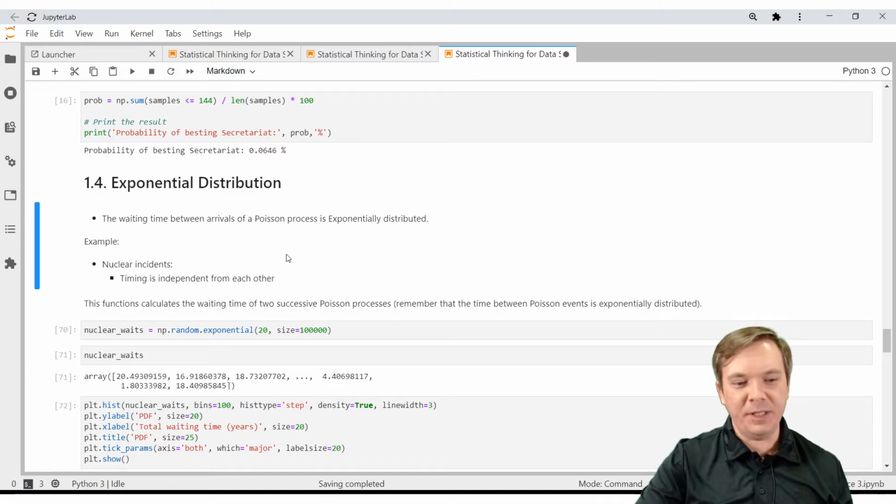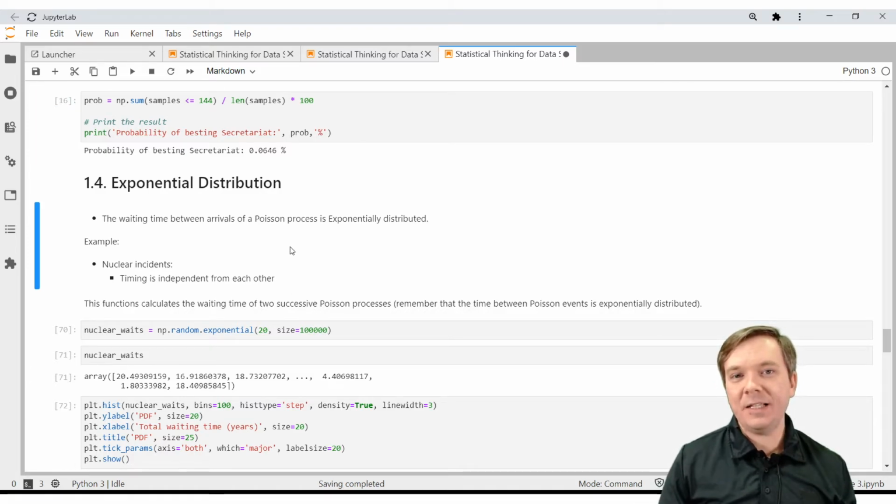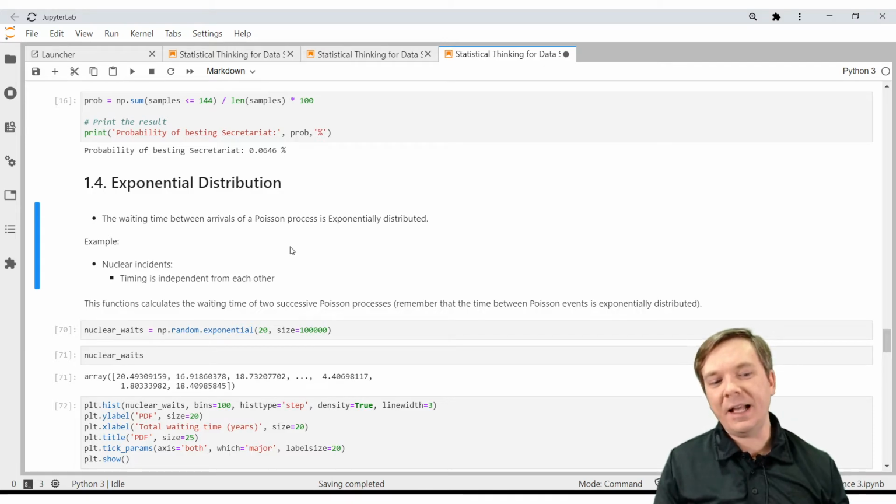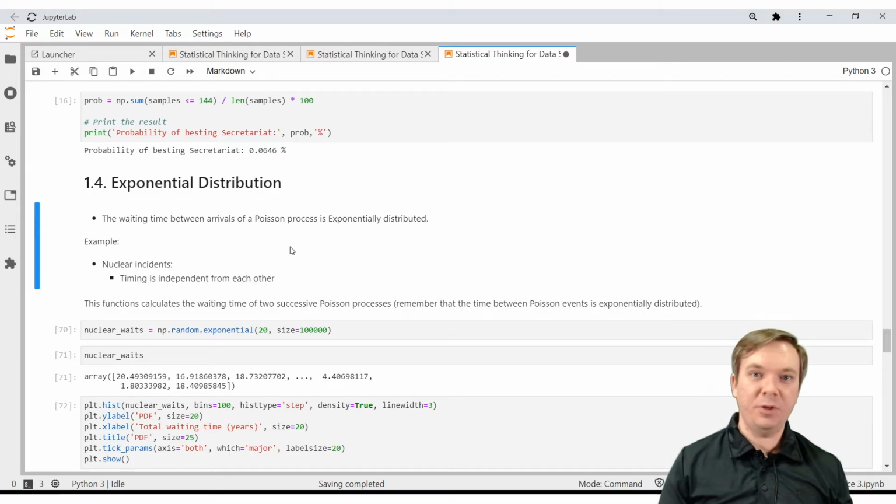Okay, let's look at an exponential distribution. An exponential distribution is like a Poisson process, which we looked at in the last notebook, where the events are independent from each other, but they're actually looking at the waiting time, okay? So when you have multiple Poisson processes put together, that actually creates an exponential distribution, okay?